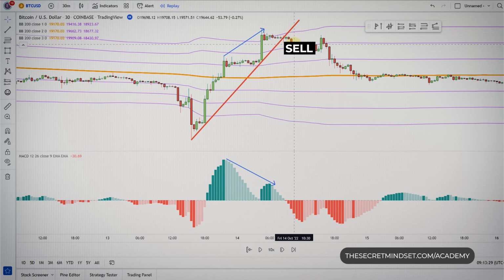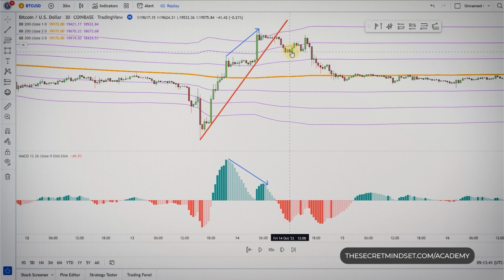You want to enter after a trend line breakout, somewhere around the second Bollinger Band, with a stop loss above the third band. Again, this is a riskier trade, so if it's not your style, stick to the trend continuation setups.